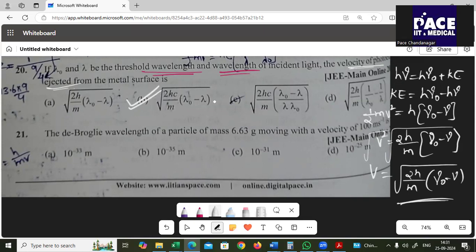Next, question number 21: De Broglie's wavelength of a particle of mass 6.63 grams moving with a velocity of this. De Broglie wavelength lambda is equal to h by p, which is h by mass into velocity, right? And h we already know is 6.626 into 10 to the power minus 34, divided by mass 6.63 grams into velocity 100. You can just calculate that and you will get your value there. So please pause it and do the calculations as we are doing.